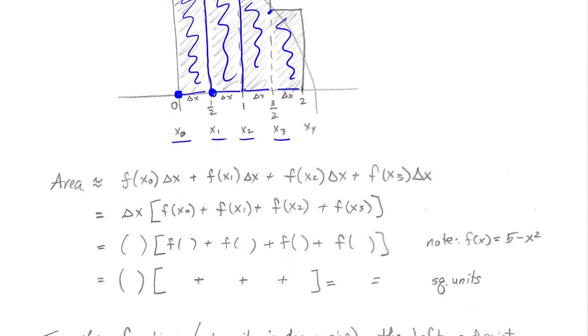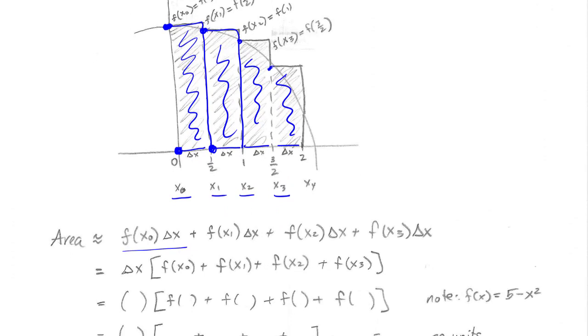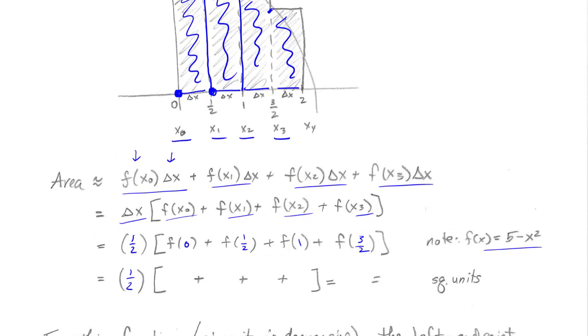So the area is approximately f of x0 delta x, the height of the first rectangle, times the width of the first rectangle. And same for the others. Very like we did before, we factor out a delta x. And now we get these function values. So the only difference is the first one we're using is x0, which is 0, and then 1/2, then 1, then 3/2. And we still have our delta x of 1/2. So now, just bringing that 1/2, still there.